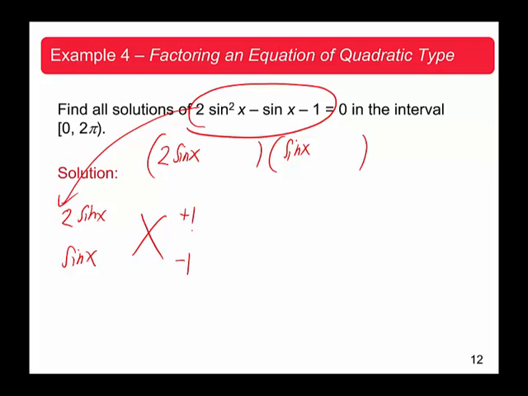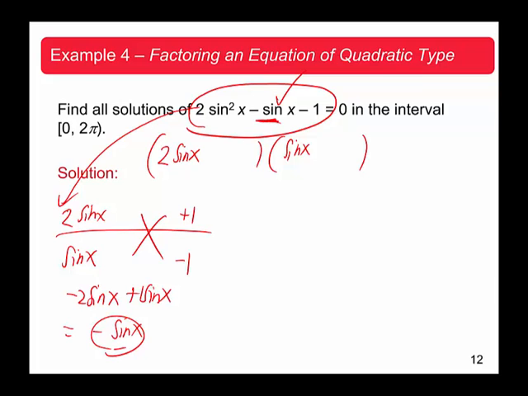So now let's confirm the middle term, sine x, by cross multiplying. So you get -2 sine x, times 2 sine x times -1 is -2 sine x. +1 times sine x is sine x. Combine them, you get -1 sine x. That matches with the middle term here. So that means you have the right factoring. So that should be 2 sine x plus 1 and sine x minus 1 equal to 0.